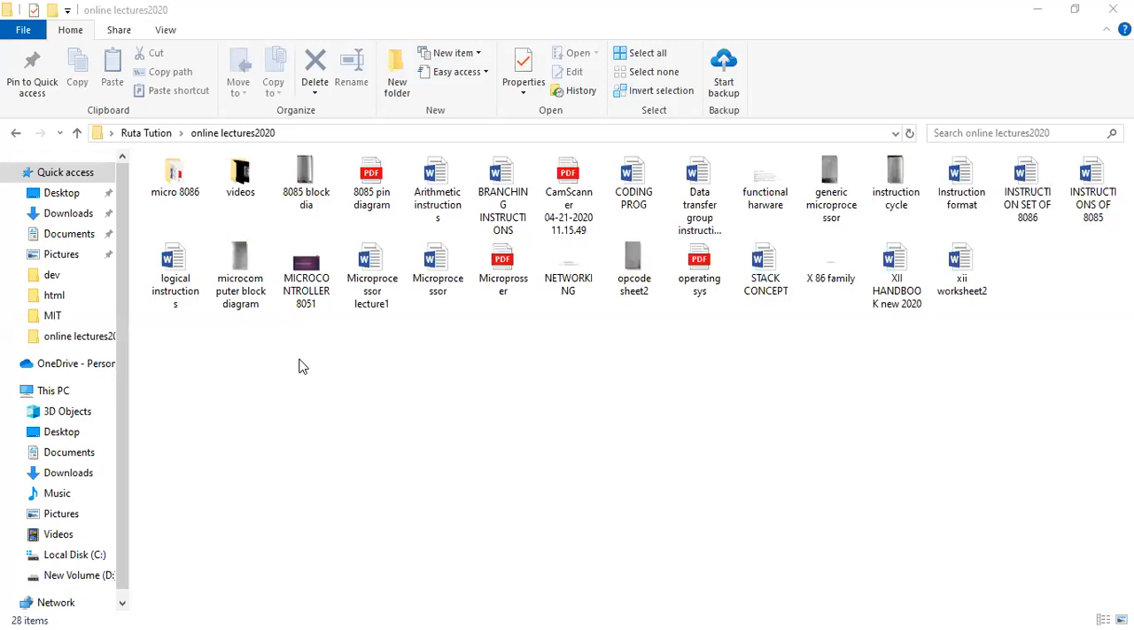Then the next important diagrams are there in chapter 1. The most important diagrams are the microcomputer and the explanation of the microcomputer parts. Basically the microcomputer is a big diagram which you have to draw. Also the 8085 block diagram and pin diagram. So this is your microcomputer block diagram.